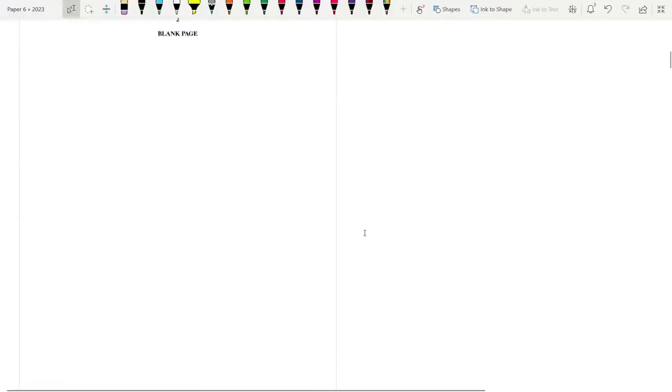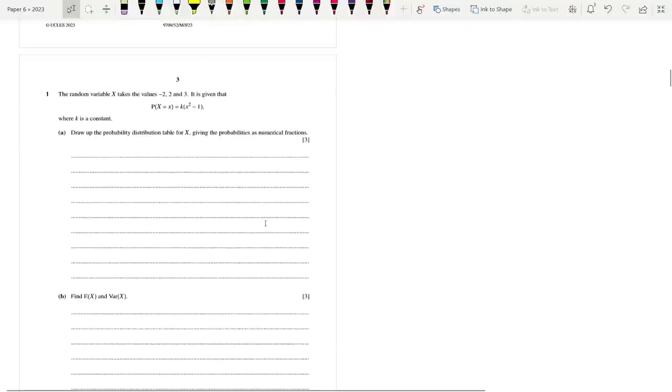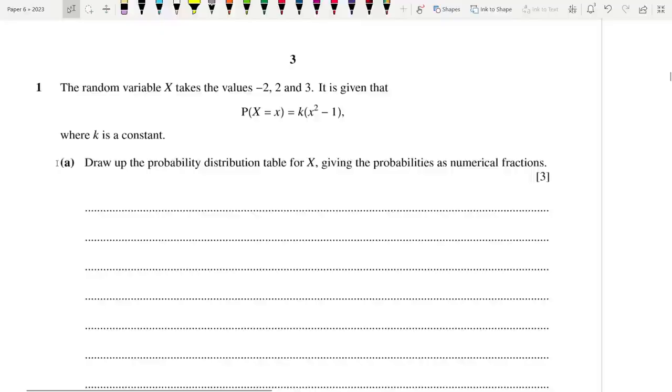Starting with question number 1. The random variable x takes the values minus 2, 2, and 3. It is given that P(X = x) equals k(x squared minus 1), where k is a constant. Draw the probability distribution for x, giving the probabilities as numerical fractions. Alright.